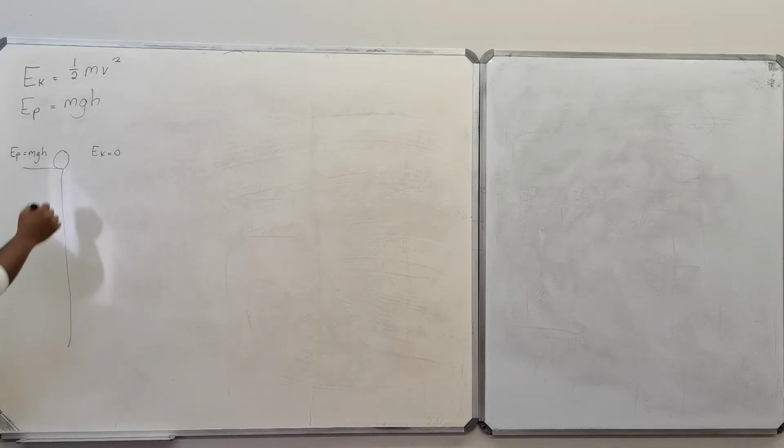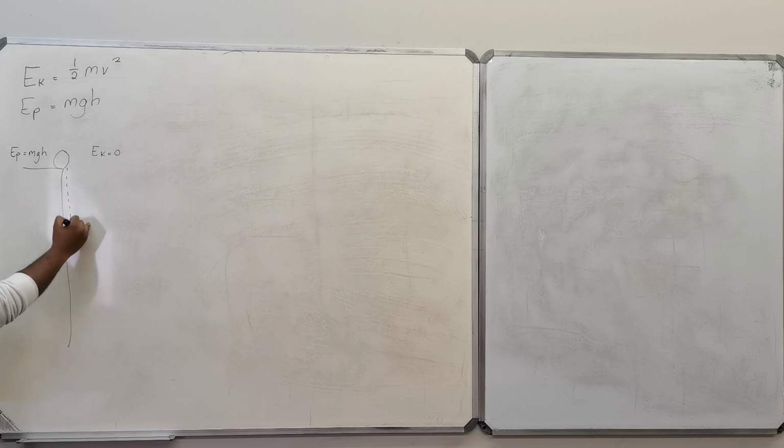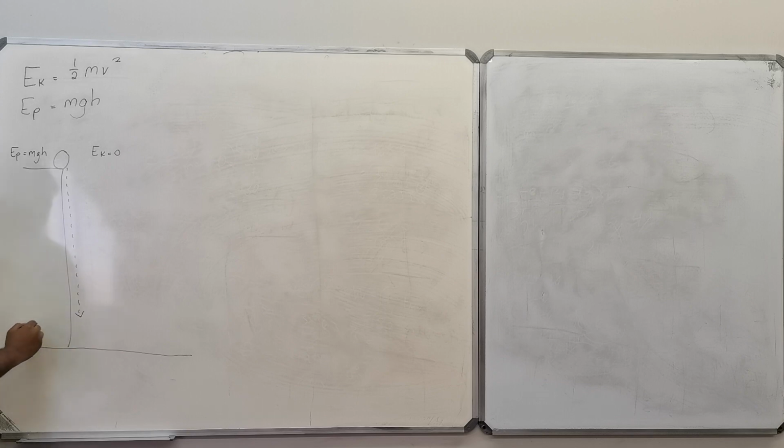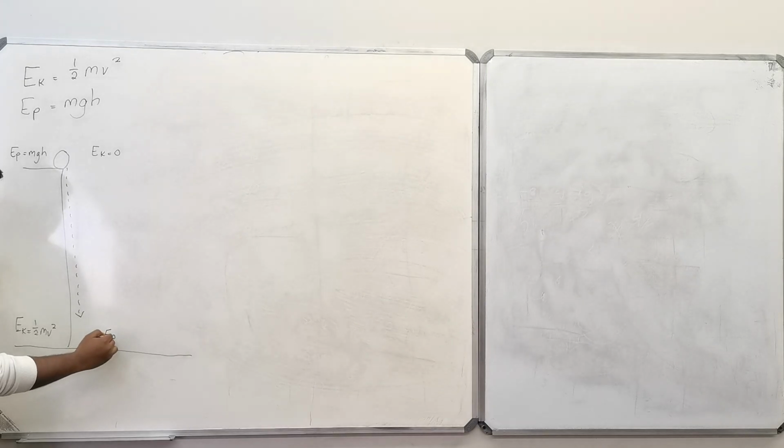If this ball starts to fall, what's going to happen? That potential energy is going to now convert into kinetic energy. Just before this ball hits the ground, like a centimeter away, its kinetic energy will be at a maximum, which would be equal to half mv squared, and its potential energy would be zero.